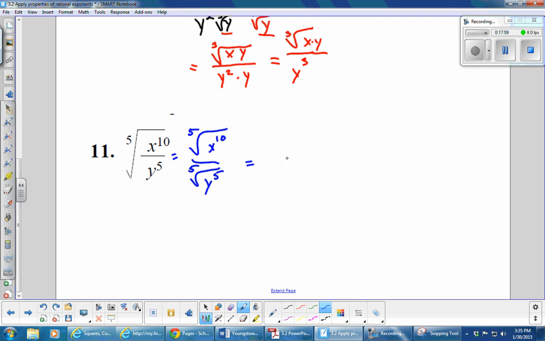All right, so how many times does 5 go into 10? Well, it goes in twice. That gives you x squared. How many times does 5 go into 5? Once. So that's just y. That was easy. Okay, so that's your final answer right there.